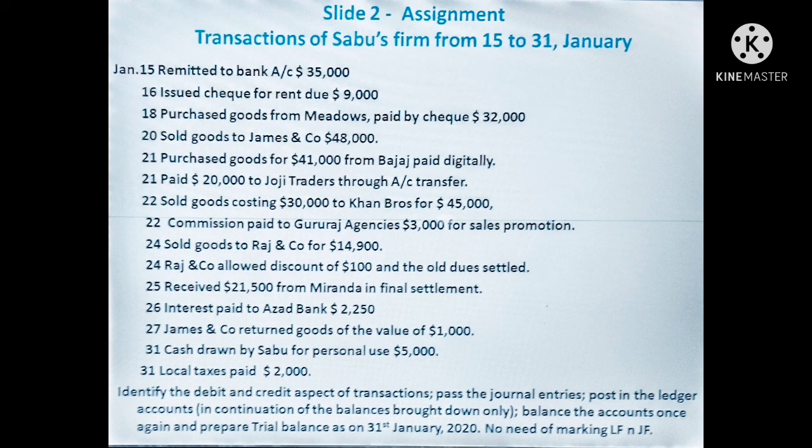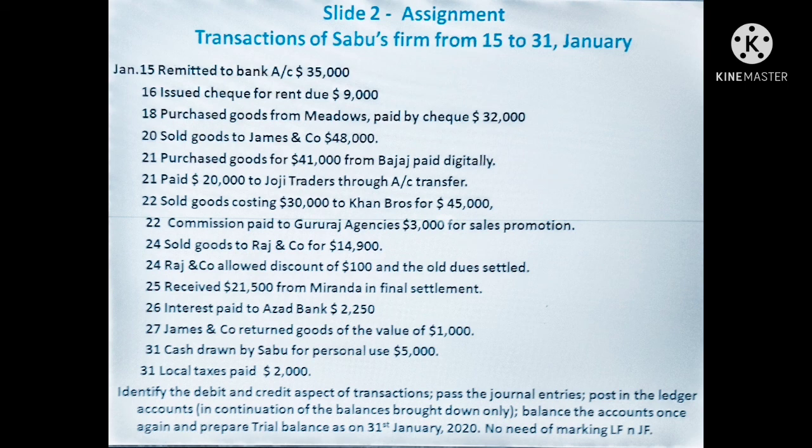Again on 21, paid $20,000 to Joji Traders through account transfer. Here again money goes out of bank account and Joji Traders is receiver. So, Joji Traders debtor to bank account, $20,000. On January 22, sold goods costing $30,000 to Khan Brothers for $45,000. This is sale of goods on credit to Khan Brothers for $45,000. Khan Brothers is receiver, sales account being income to be credited.